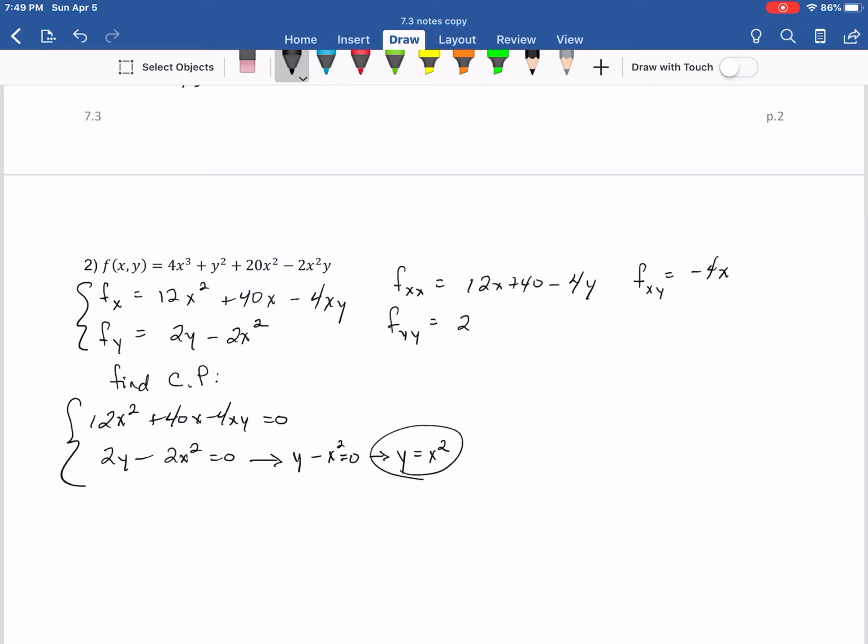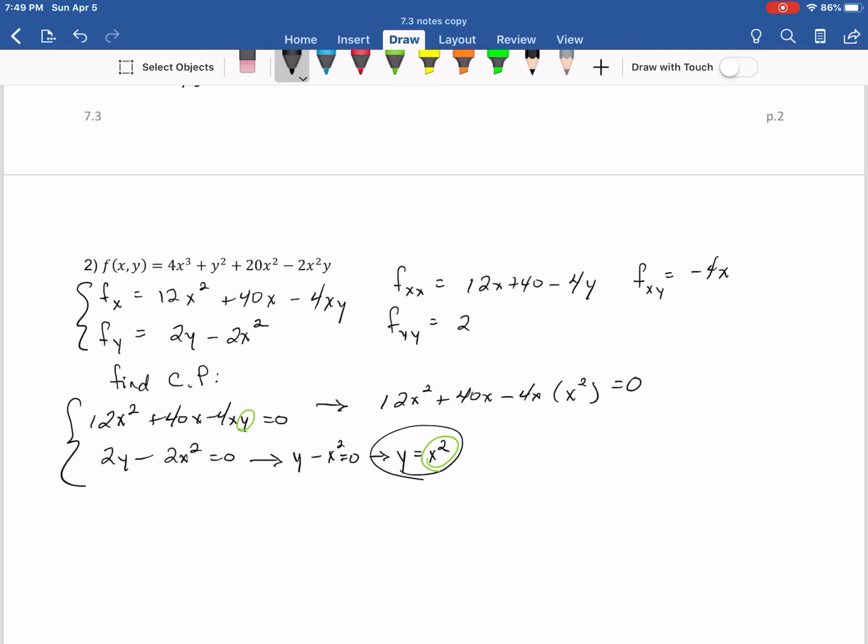Now the y equals x squared is useful because I can go over into my top equation and replace the variable y with the quantity x squared. So now you will end up getting 12x squared plus 40x minus 4x times x squared equals 0. This is the equation that we now need to solve for x, the last remaining variable.